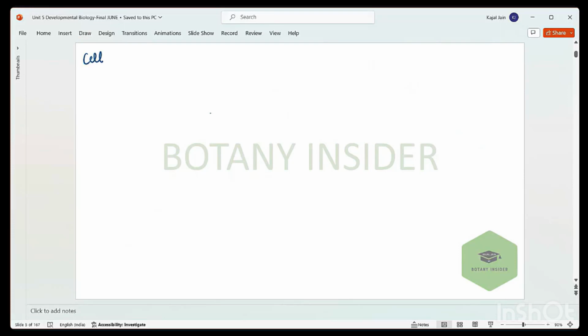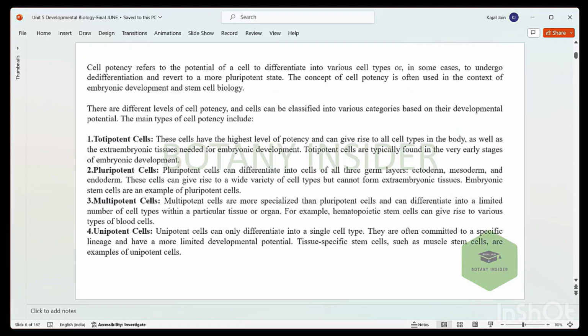Now the next thing is cell potency. Competence is the ability of a cell to respond to a specific signal, right? Potency is with what potential that cell will be responding, right? So if you want to define potency, it refers to the potential of a cell to differentiate into various different cell types and, in some cases, to undergo de-differentiation and revert to a more pluripotent cell.